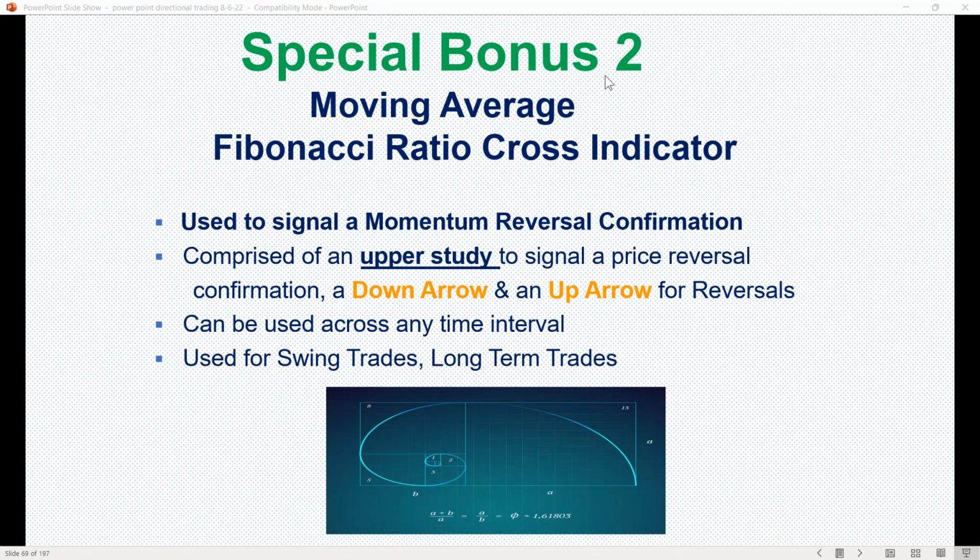Then you'll get bonus 2, my moving average Fibonacci ratio cross. So this is a moving average cross based on momentum and Fibonacci price points. It's got an upper lower study that shows you the arrows when you get a reversal up or down using this cross. So you'll get that.